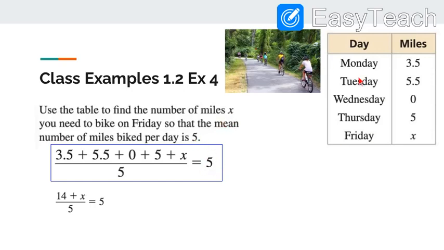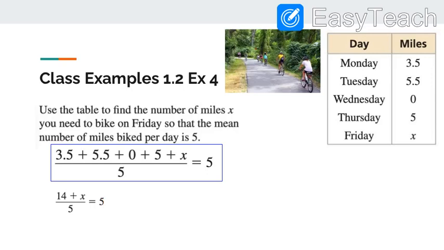There are 5 days in the week, so we're adding up each of the 5 days and dividing it by 5. Finally, we're going to look at here. So we have 3.5 plus 5.5 plus 0 plus 5 because we know those 4 values. We don't know the value of Friday. So we've already put in the first step. Let's go ahead and finish this one. We add everything together in the numerator, that's the like terms. We get 14 plus x. We don't know what x is still. So we have all that top divided by 5 equals 5.